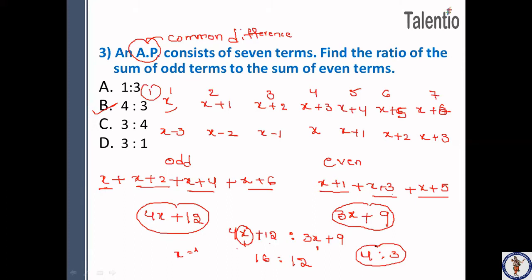Yes. You can also consider the x value as 10. Okay, there is no problem regarding the x value. To find the ratio, here I don't know the x value, so I'm considering it as 1. Okay.